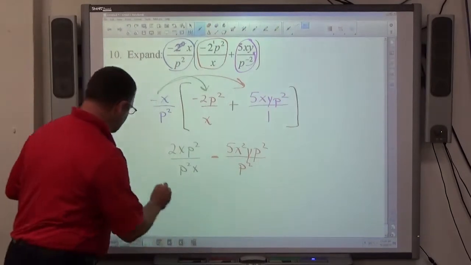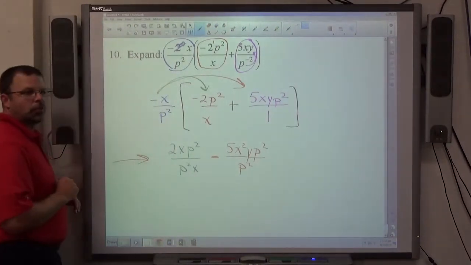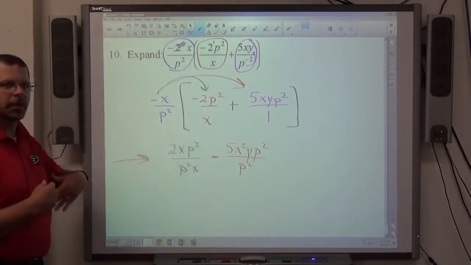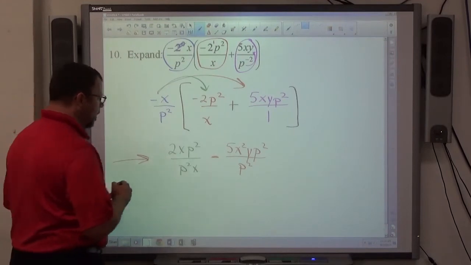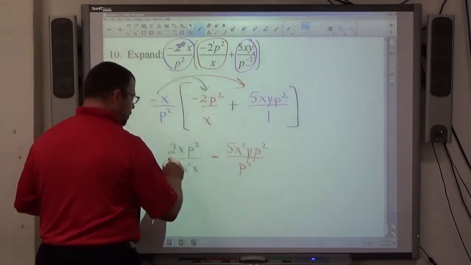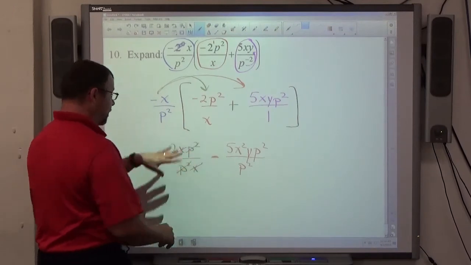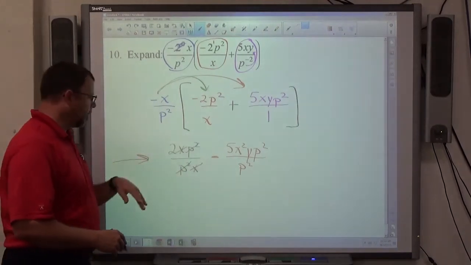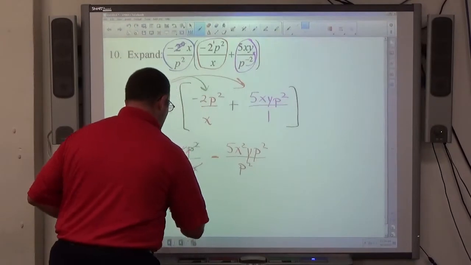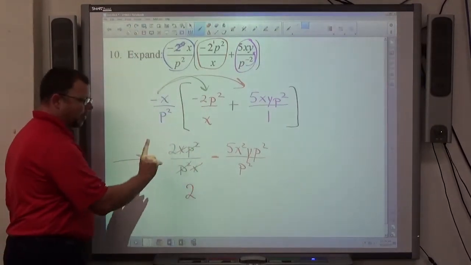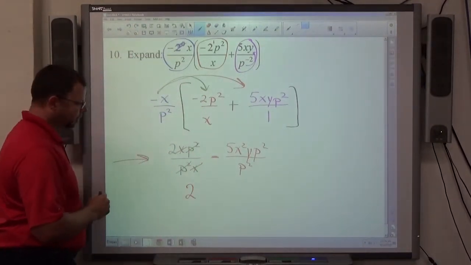So this is the step people are leaving out that are getting wrong answers more often than not. So if you put that step in, you're more likely to get it right. This first term, x is the same as x, they cancel. P squared is the same as p squared, they cancel. If they're exactly the same, they just cancel. So they're just gone. 2 is left over. If everything happened to cancel here, there'd still be a 1 left over that has to be written.